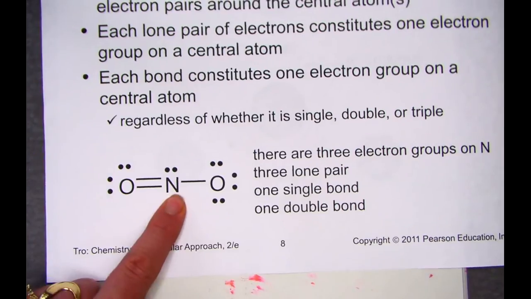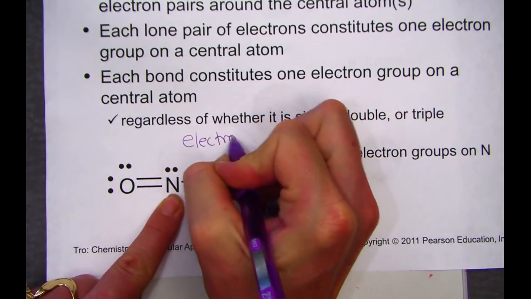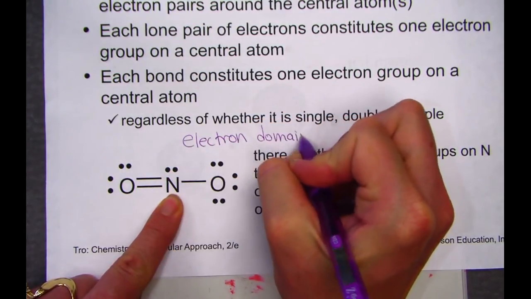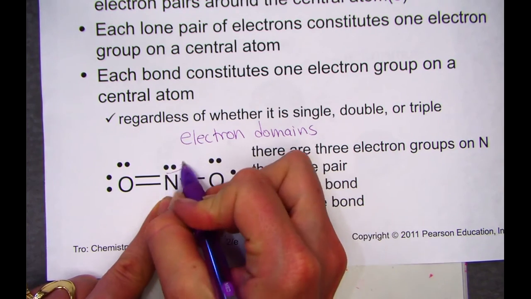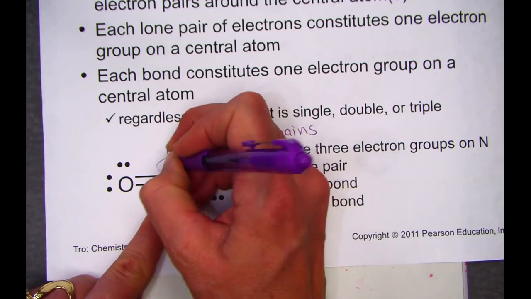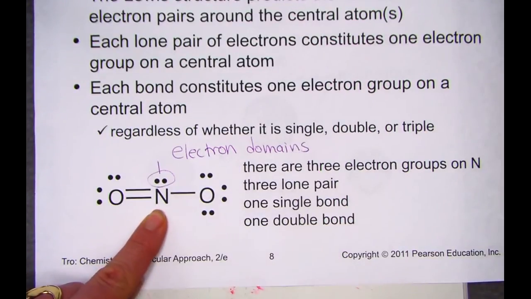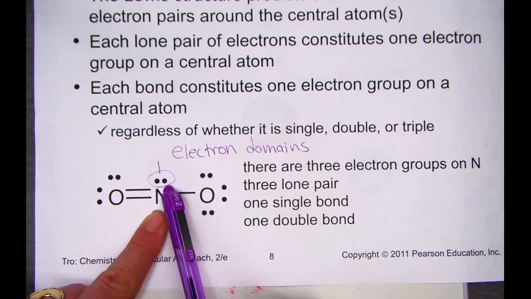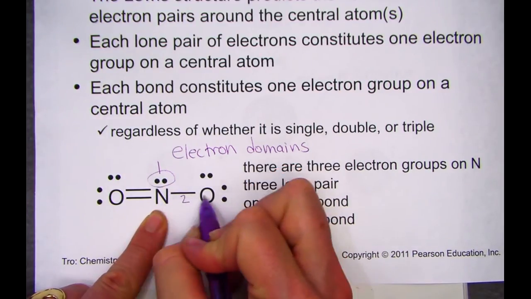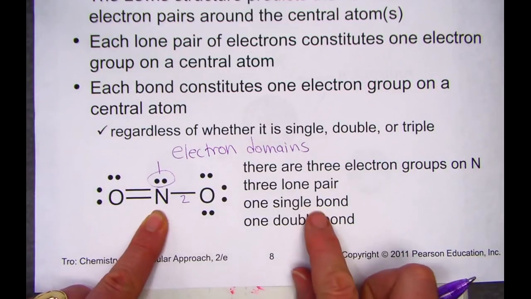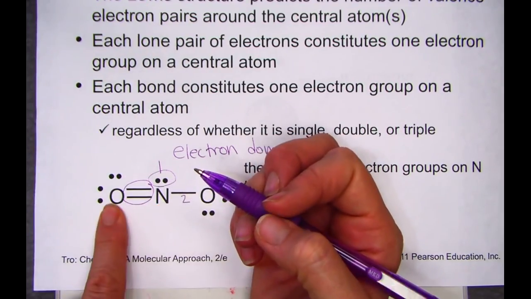So here's what we've said. If this is the central atom, nitrogen, we call these electron domains, which is the correct vocabulary. How many electron domains are on the central atom nitrogen? Well, the lone pair on top of nitrogen counts as one electron group, is what our text calls them. Most texts call them electron domains. That's what you'll hear me say. So the first electron domain is up north on top of the nitrogen. A second electron domain is the bond between nitrogen and oxygen. The third electron domain is between the nitrogen and oxygen to the left.